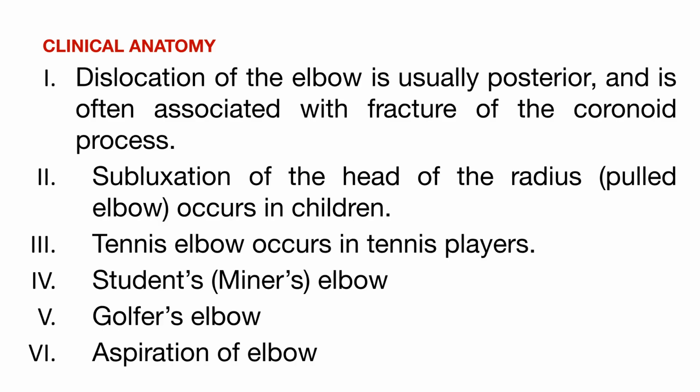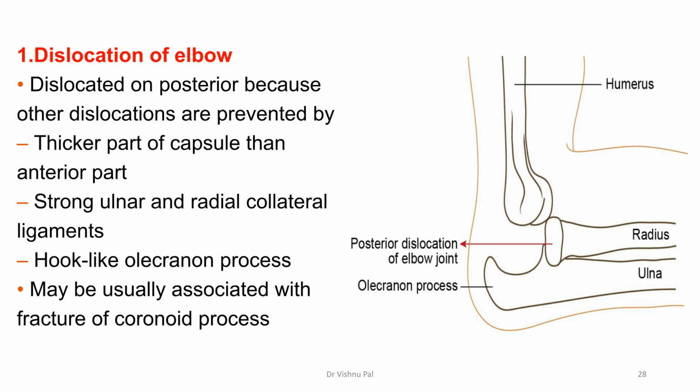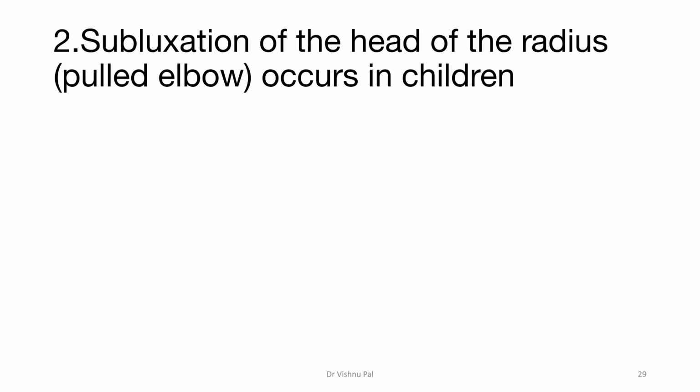In clinical anatomy, common elbow conditions include posterior dislocation, often with a coronoid process fracture, subluxation of the radial head in children, tennis elbow, student's elbow, golfer's elbow, and elbow aspiration. Elbow dislocation is typically posterior due to the capsule's thickness, strong collateral ligaments, and the olecranon process's hook-like shape. It may involve a coronoid process fracture. Subluxation of the head of the radius, known as pulled elbow, is a common occurrence in children.